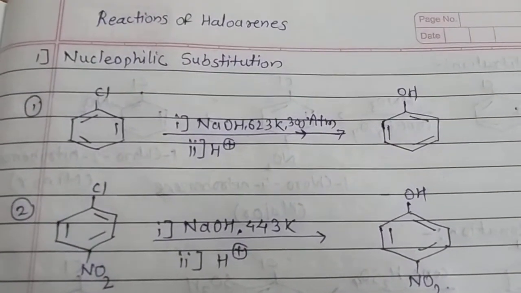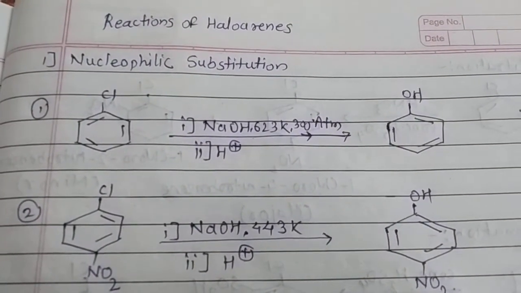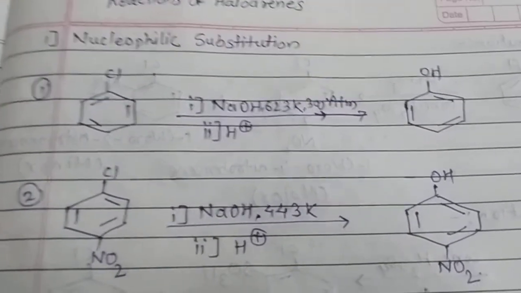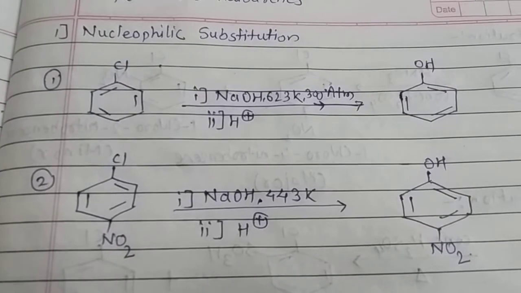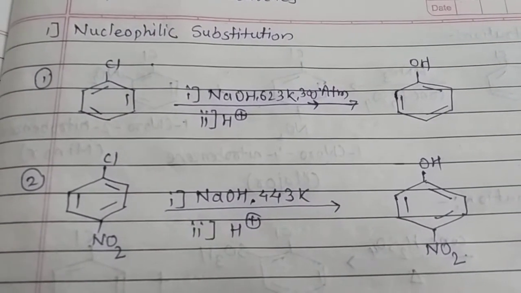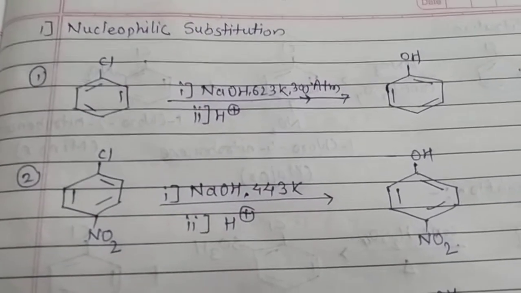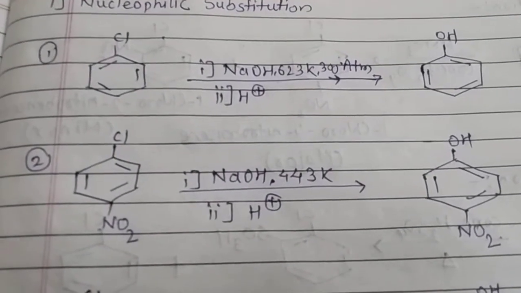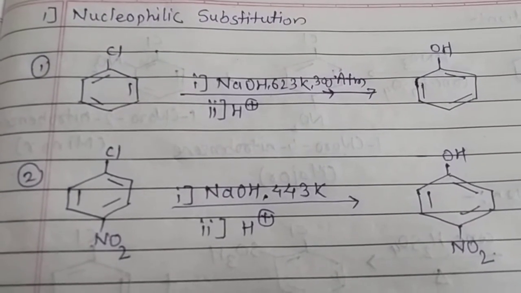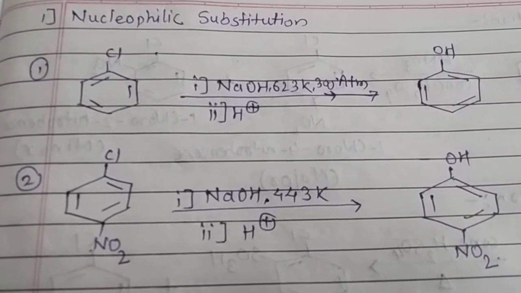Hello guys, today we'll see chemical reactions of haloarenes. So first type is nucleophilic substitution reaction. In nucleophilic substitution reaction we know that a nucleophile is substituted. Nucleophile is an electron rich species, but here benzene is also electron rich, so both are electron rich, so attack of nucleophile on benzene is very difficult.